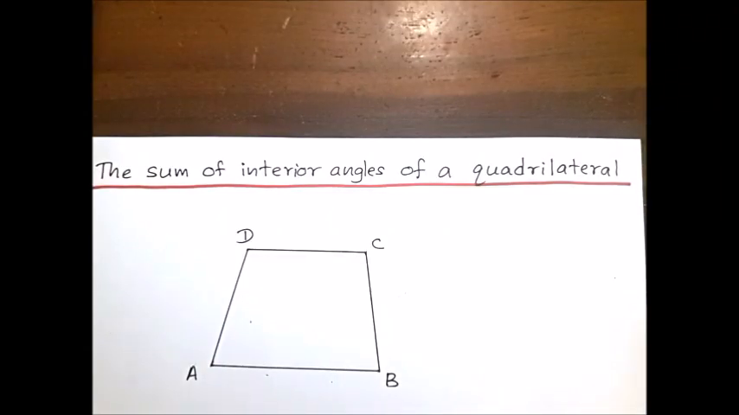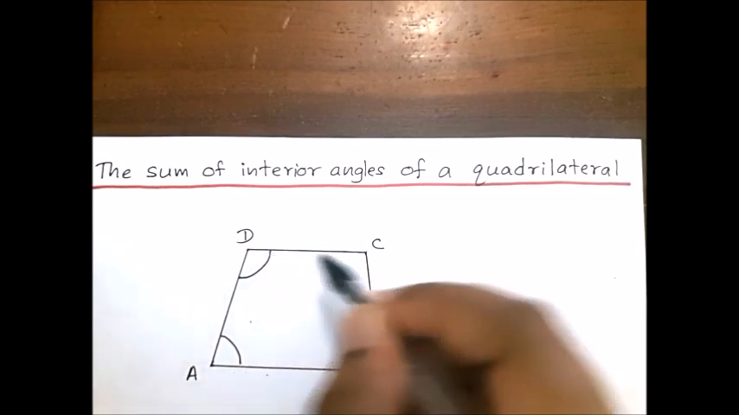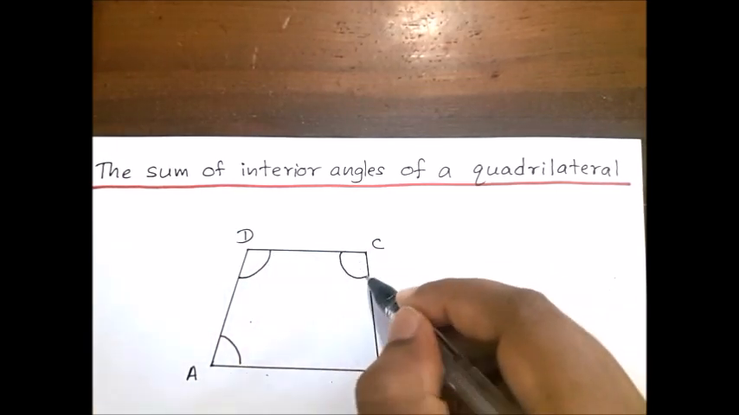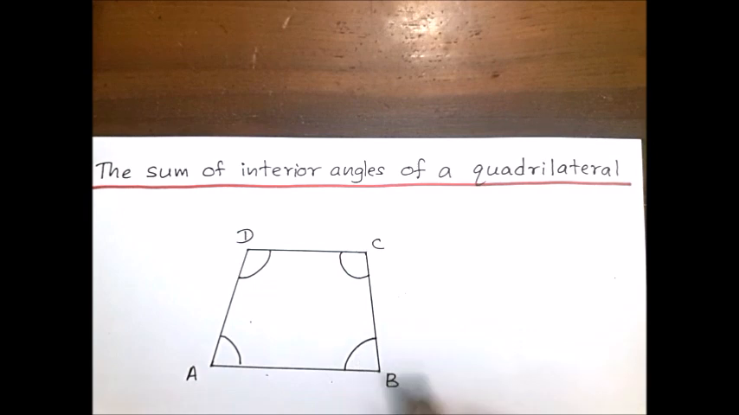Now I am going to teach you to find the sum of interior angles of a quadrilateral. What is a quadrilateral? It is a plane figure consisting of 4 straight line segments. A closed plane figure bounded by 4 straight line segments we call a quadrilateral. How many interior angles are in the quadrilateral? There are 4 interior angles located inside of the quadrilateral.